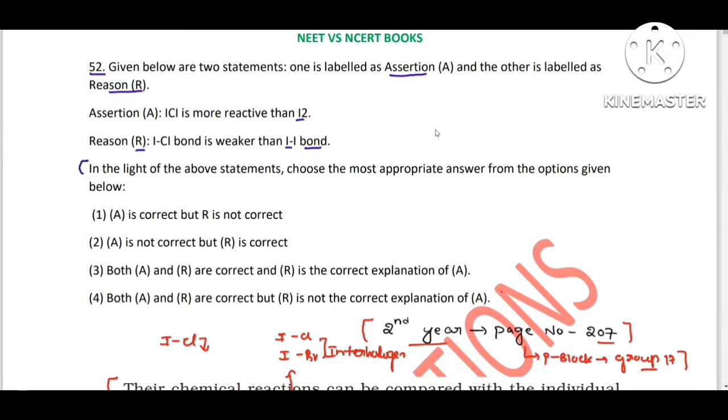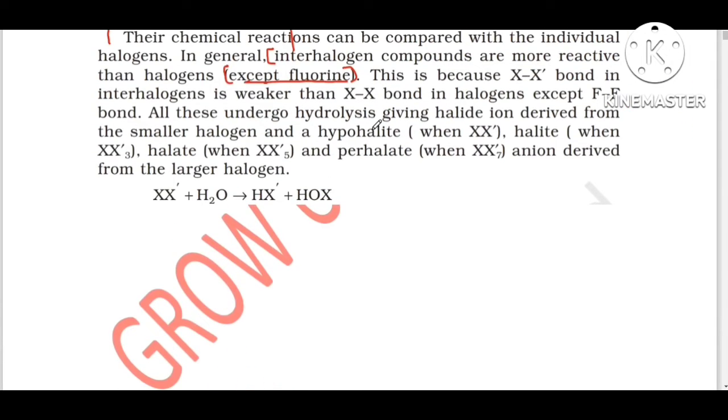Here, according to the assertion, I–Cl, an interhalogen compound, is more reactive than a halogen. This is I2, which is a halogen, and ICl, which is an interhalogen. So, according to the NCERT concept, this statement is true. Okay, now let us check the next one.